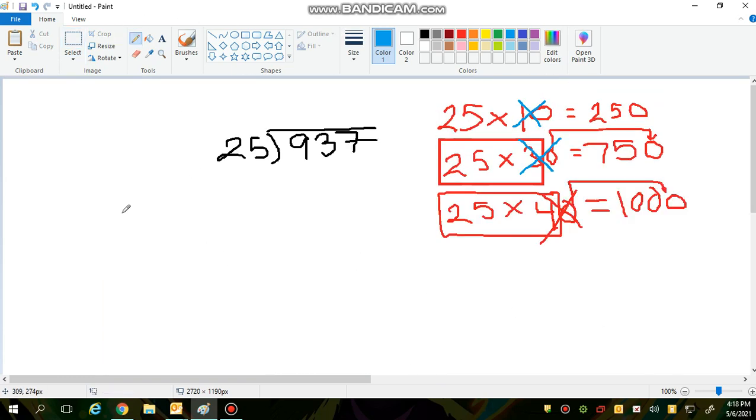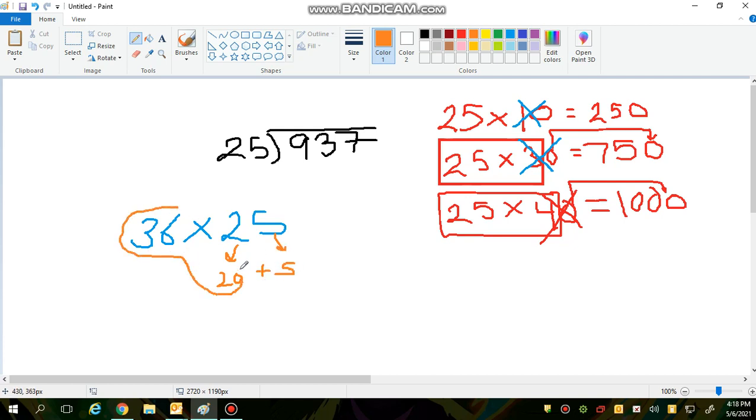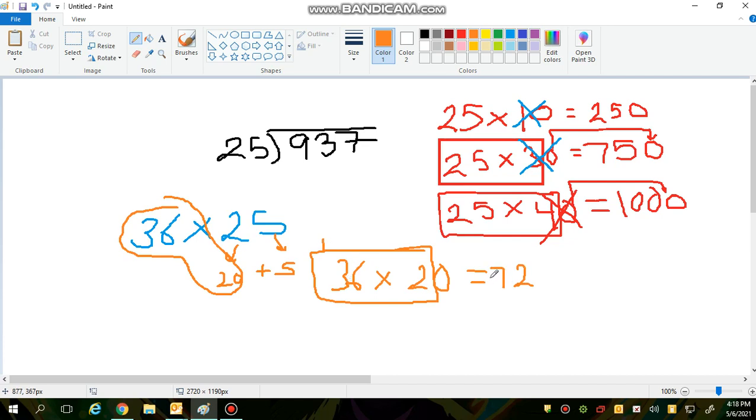Perhaps that's closer. So 36 multiplied by 25. Again, I'll use my place value technique. 2, as you remember, is in the 10's position, so it's 20. 5 is 5. So I'm going to do 36 multiplied by 20 first. So 36 multiplied by 20. And again, 36 times 2. 6 times 2 is 12. Carry the 1. 2 times 3 is 6 plus 1, 7. 720. You see that? How fast this is?